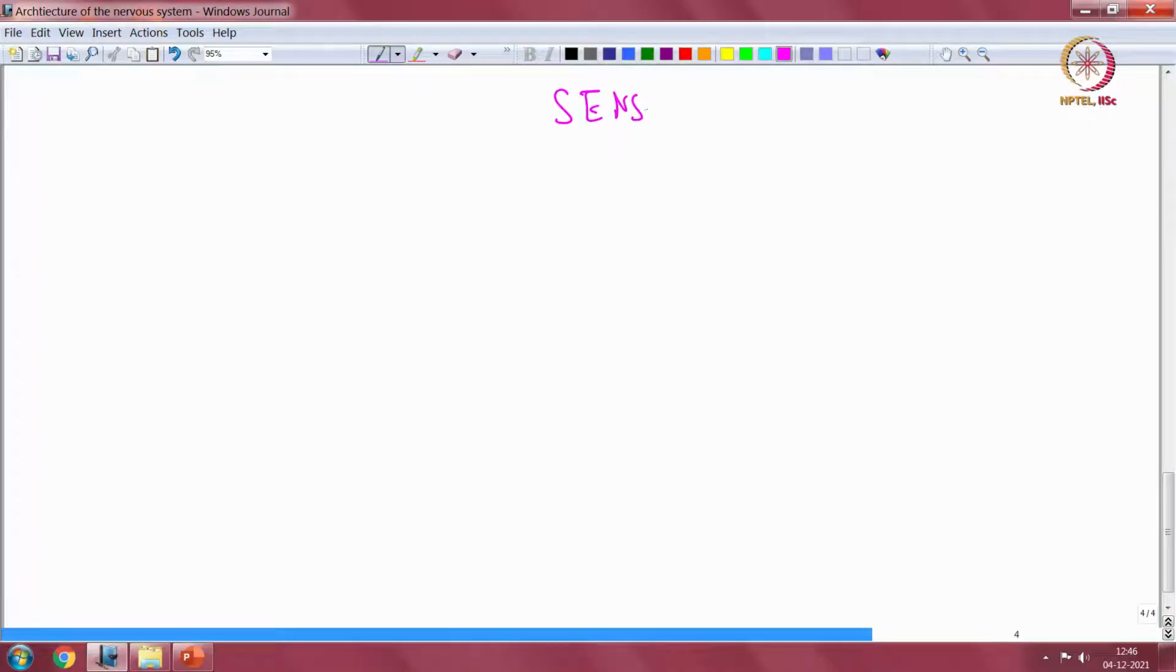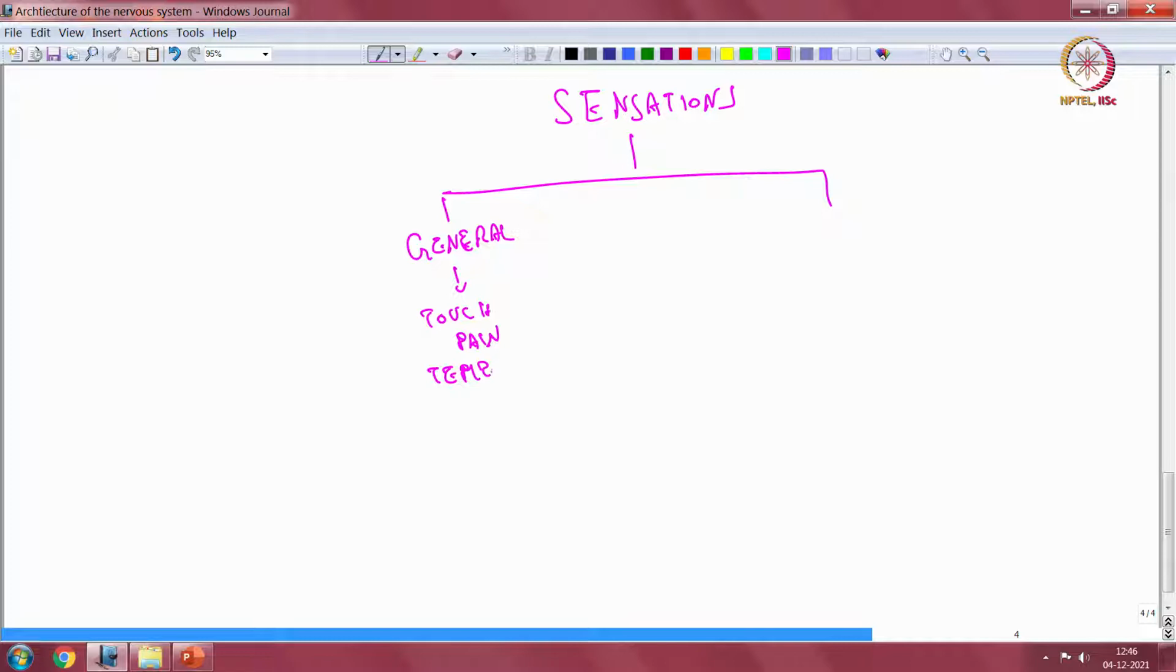So, sensations. There is some classification. I will just note the general ones, which are touch, pain, temperature, then vibration, and something called proprioception.